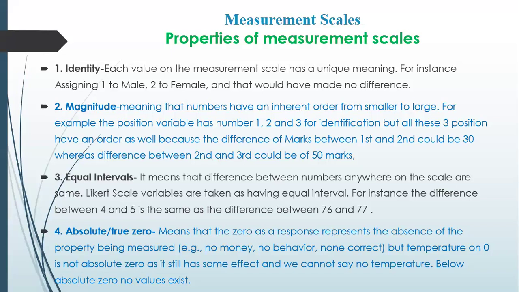Identity means each value of the measurement has a unique meaning. It means we don't use this identity for our calculations. For instance, if you are asked to fill a form and you have to select your gender, if you are male you have to put 1 according to the instruction of the form, or if you are female, you have to put number 2.